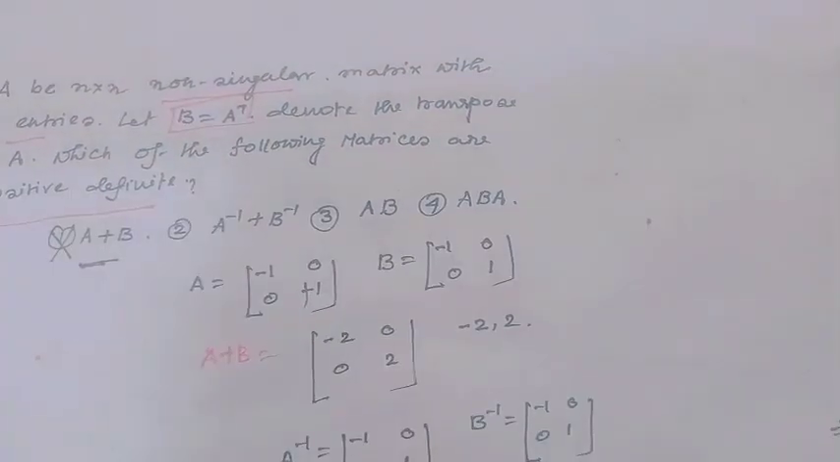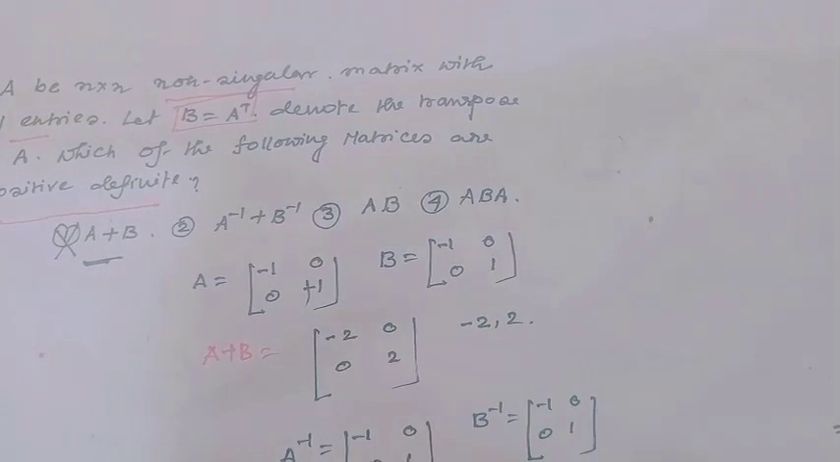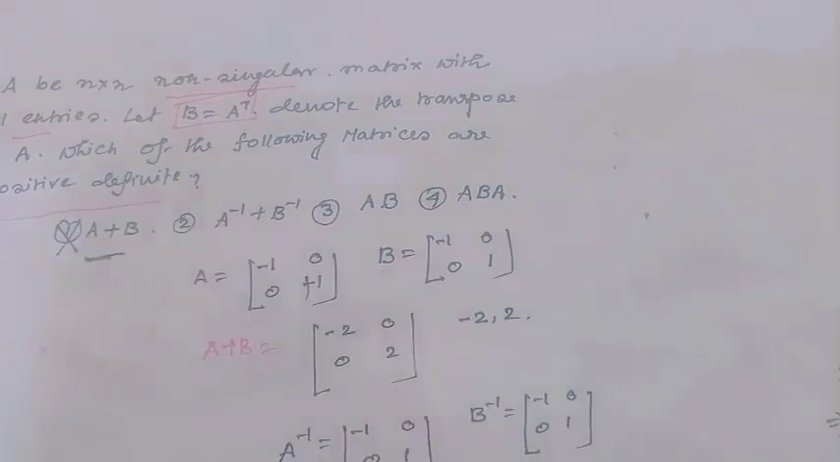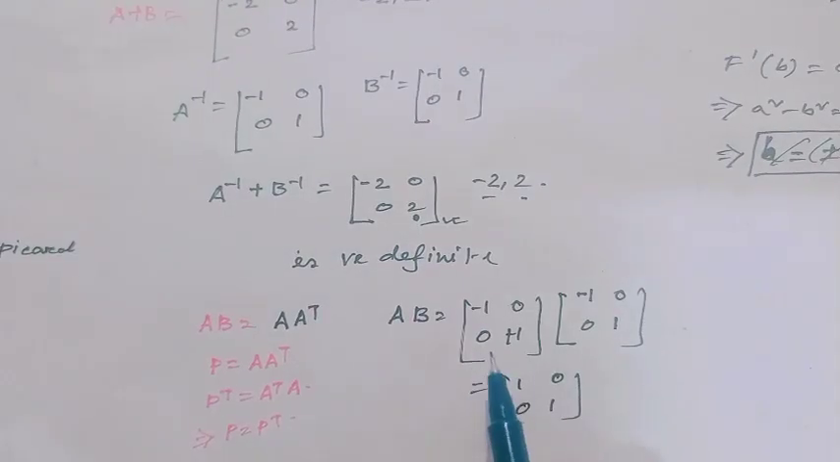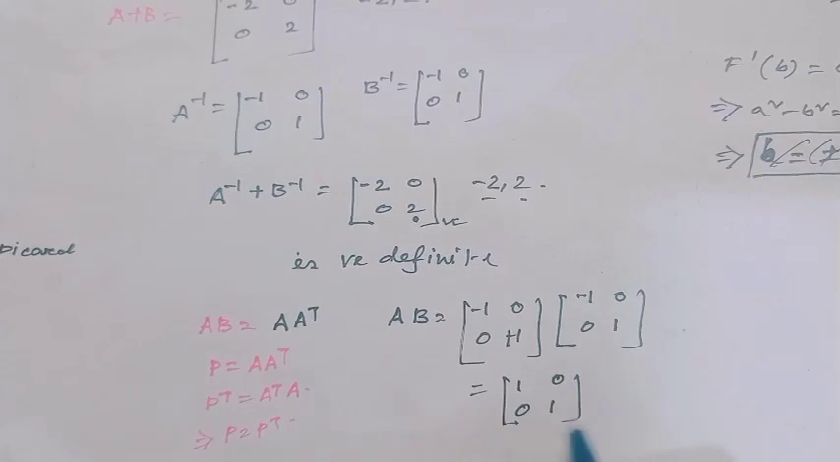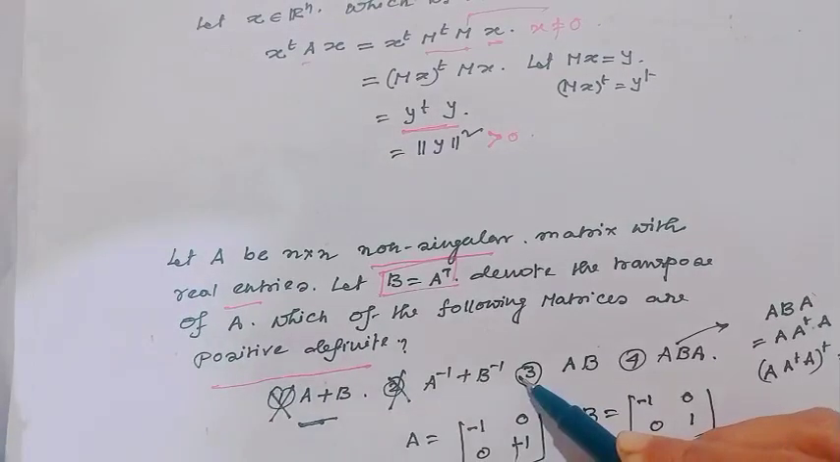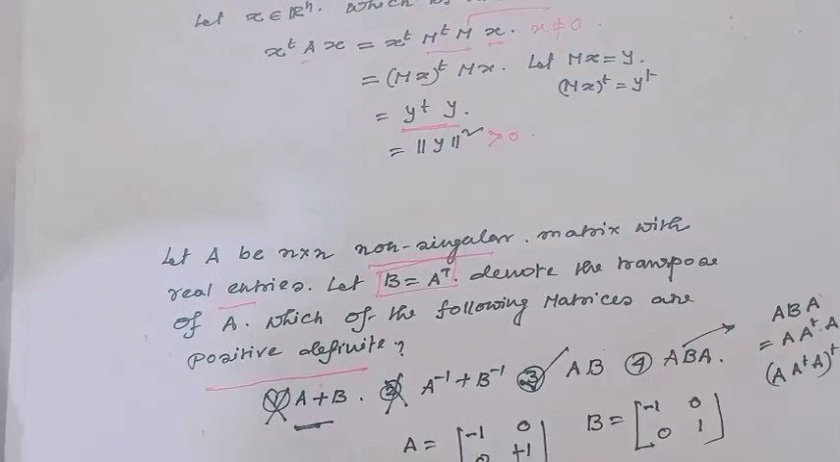Third option indicates: is AB positive definite? For this, consider this example for AB, then AB would be 1 0 0 1. Since the eigenvalues here are positive, obviously AB is positive definite. So option 3 is a right option.